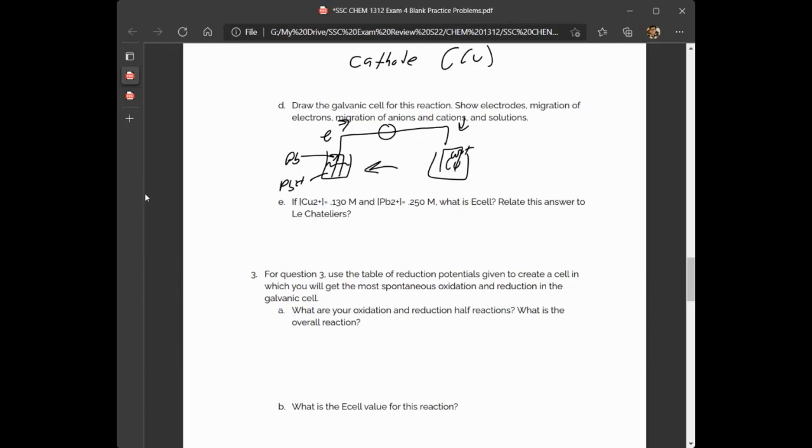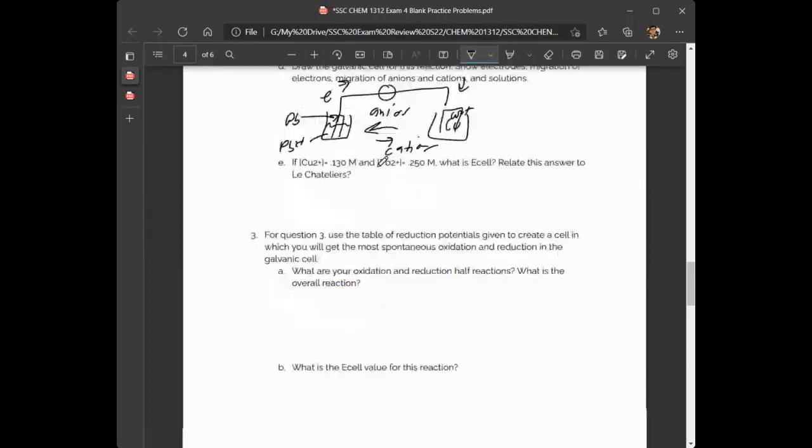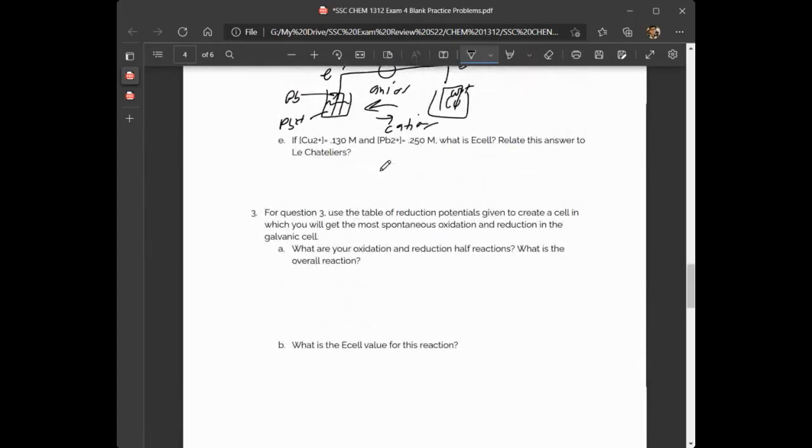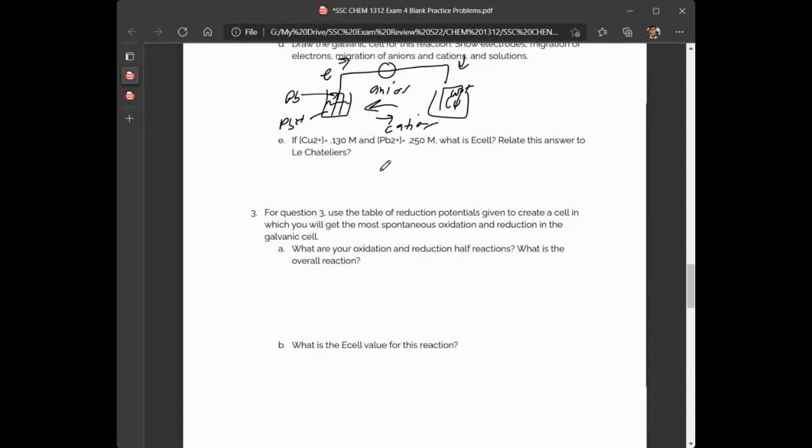The anions will move here, and then this one would be the cations, to balance out those charges. Okay.